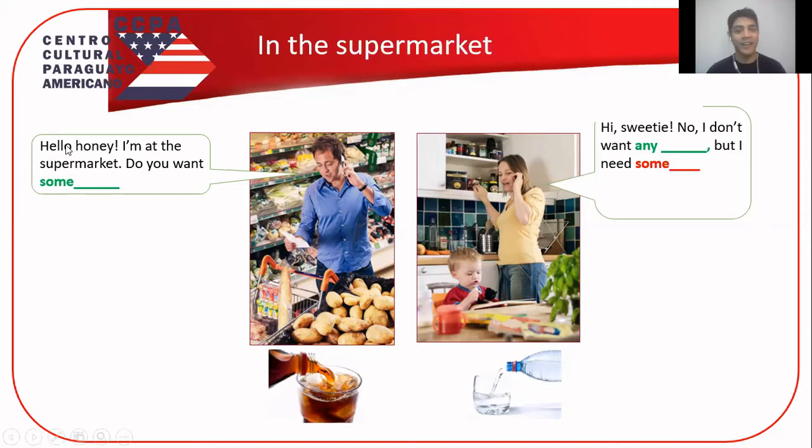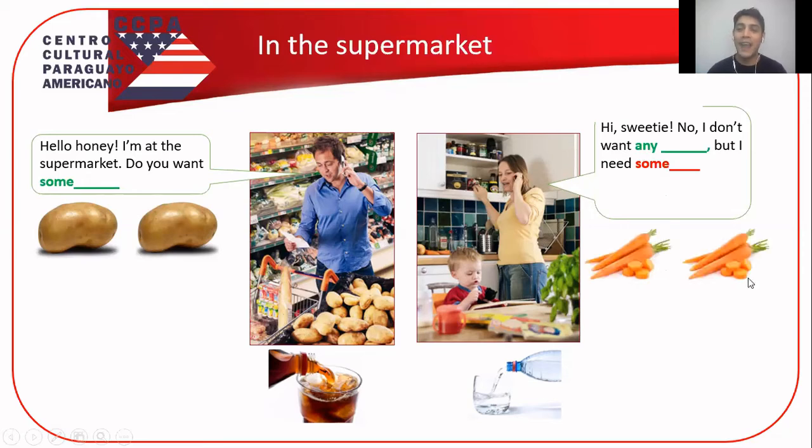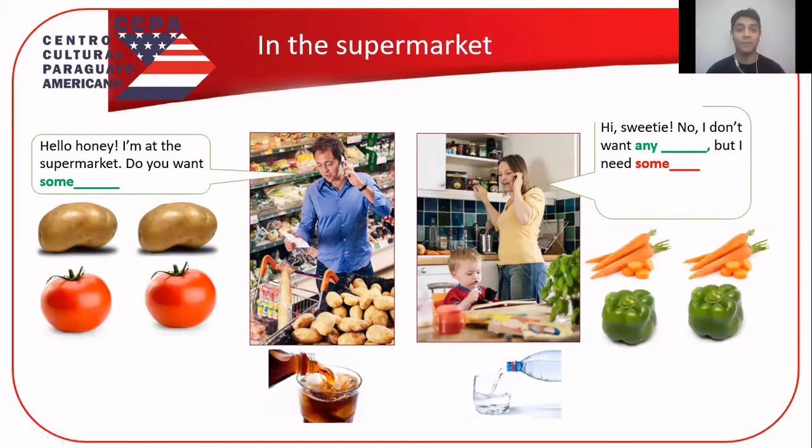So, hello, honey. I'm at the supermarket. Do you want some potatoes? Hi, sweetie. No, I don't want any potatoes, but I need some carrots. Okay, let's go to the next one. Hello, honey. I'm at the supermarket. Do you want some tomatoes? Hi, sweetie. No, I don't want any tomatoes, but I need some bell peppers.